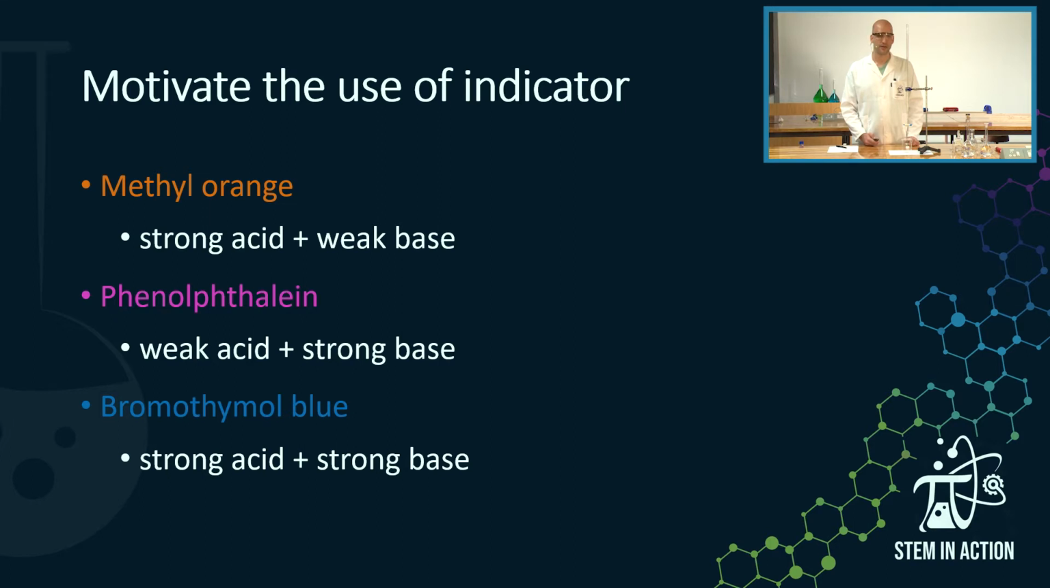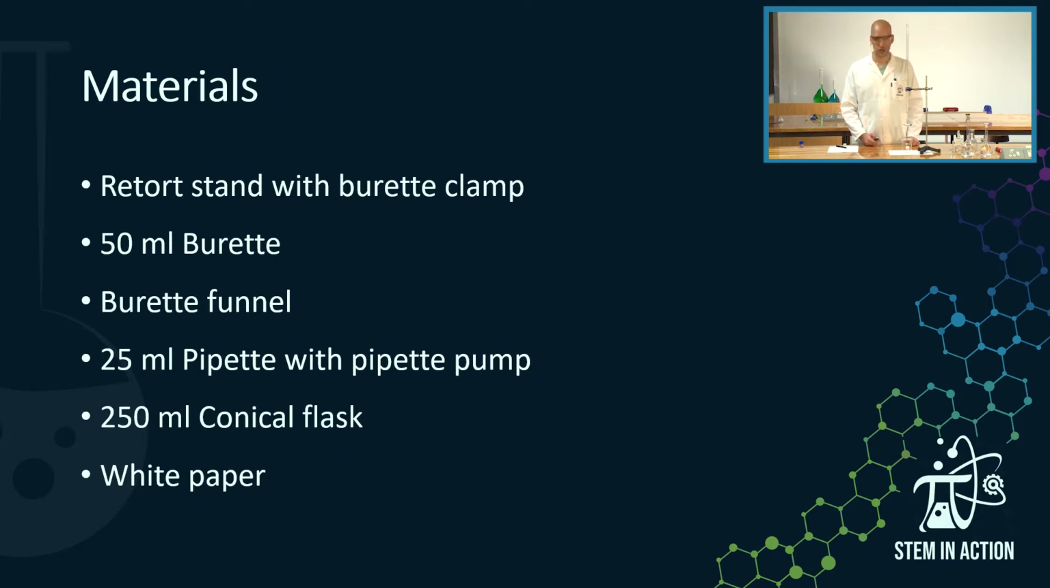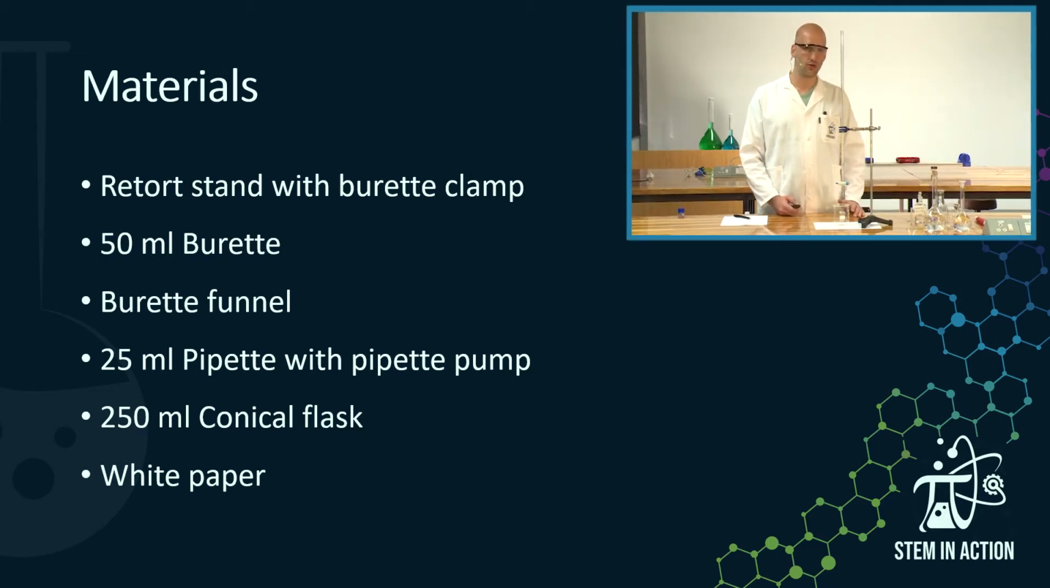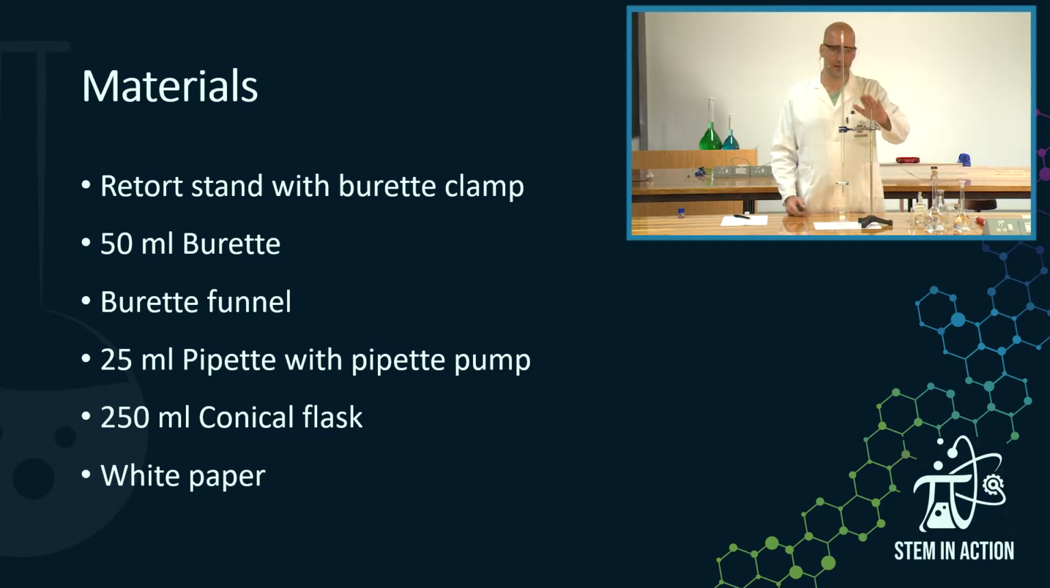Then let's start with the titration. I'm just going to quickly introduce all the materials that we're going to use. We're going to start with this retort stand. We've got a retort base and a buret clamp on the retort stand, and inside the buret clamp we've got a buret, a 50 milliliter buret.